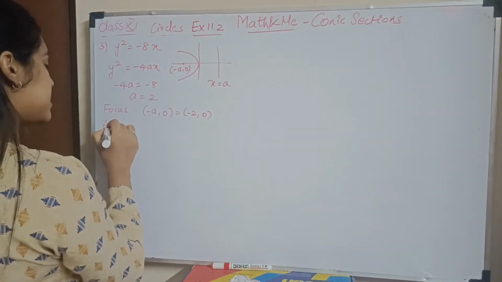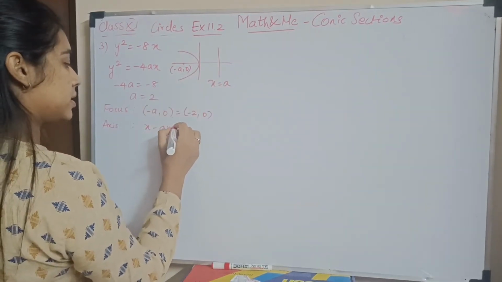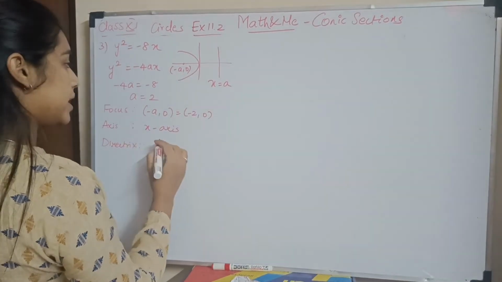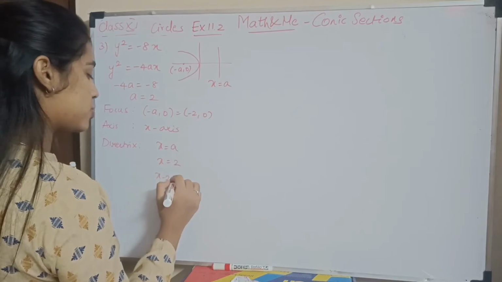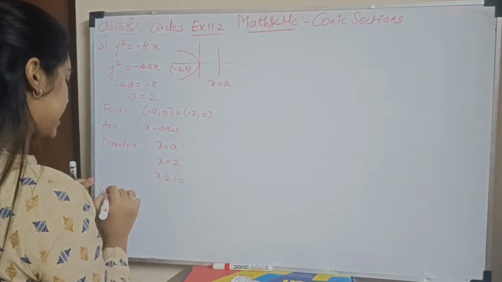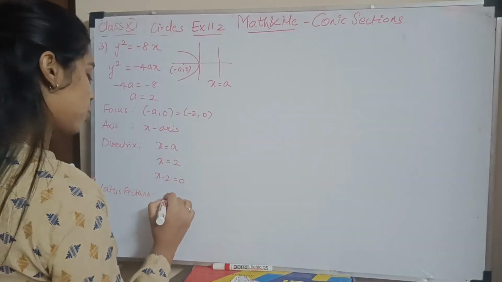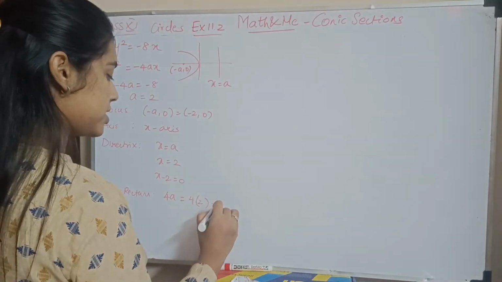What is my axis? X-axis. Equation to directrix? It is x equals a, x equals 2, so x minus 2 equals 0. What is the length of the latus rectum? It is 4a, which is 4 times 2, which is 8.